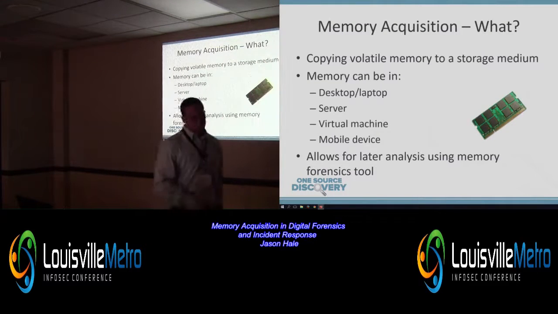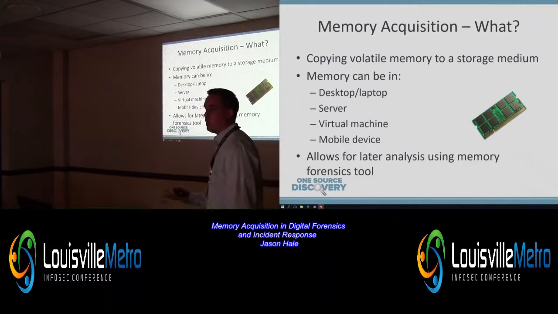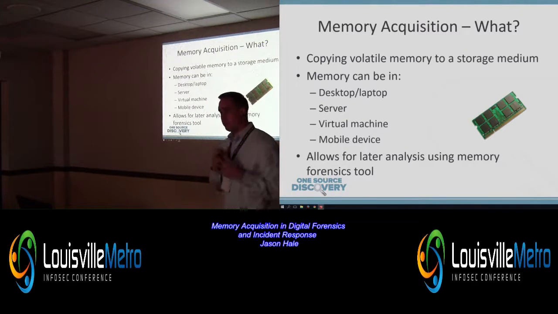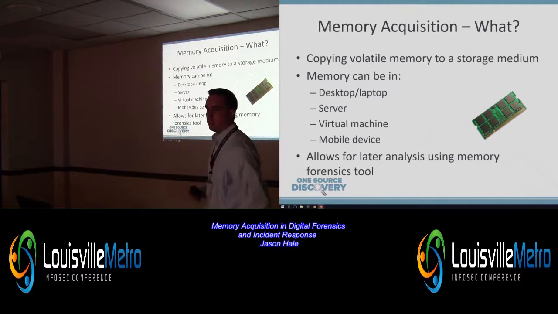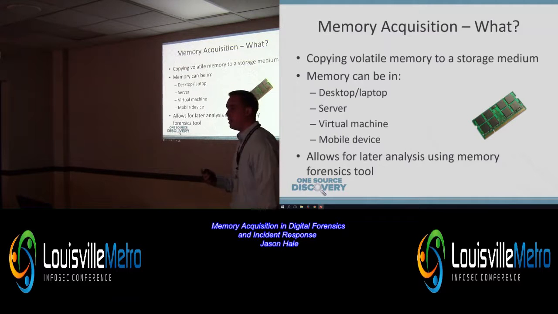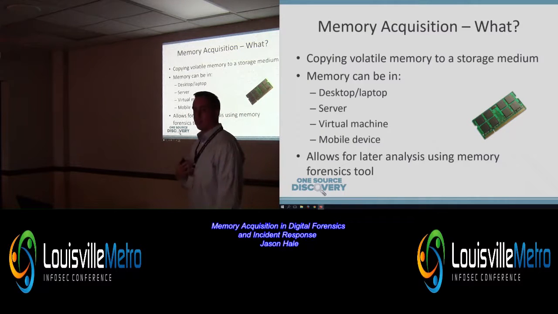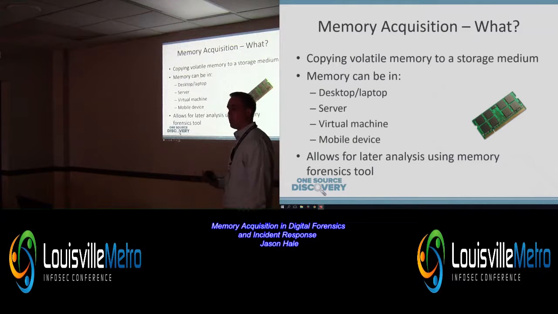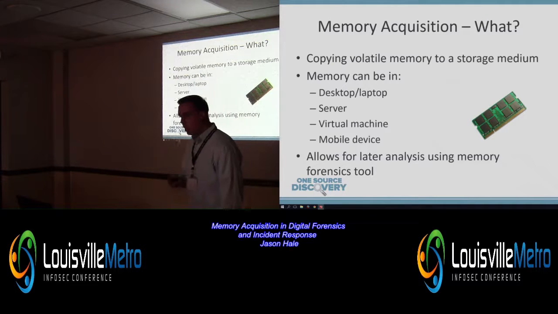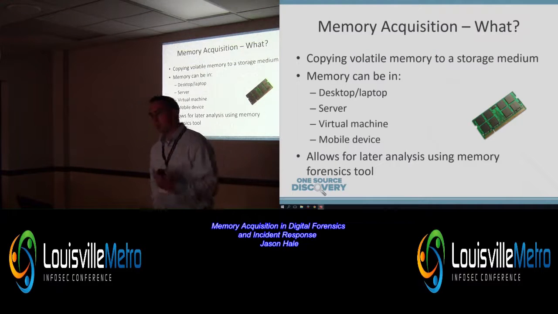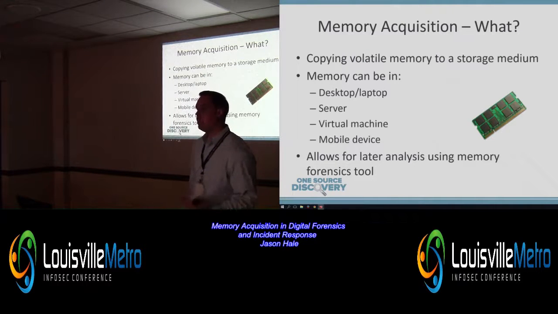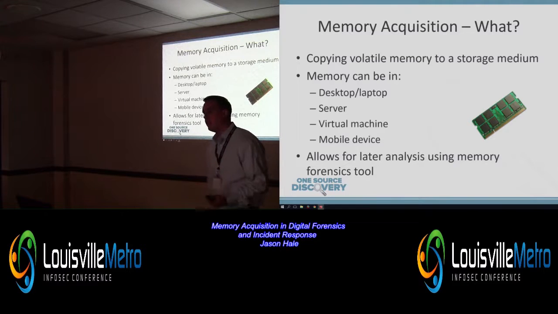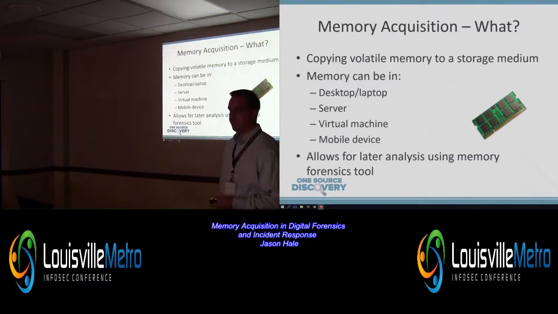Okay, so memory acquisition is simply copying volatile memory from the target system to a storage medium. Typically that storage medium is going to be a USB device, a network share, something like that. This volatile memory can be from a desktop, laptop, virtual machine, even a mobile device. Today we're not really going to hit on mobile devices, but just know that it is a possibility. The main thing here is that once we obtain this memory dump, this will allow us to later analyze it using a memory forensics tool.